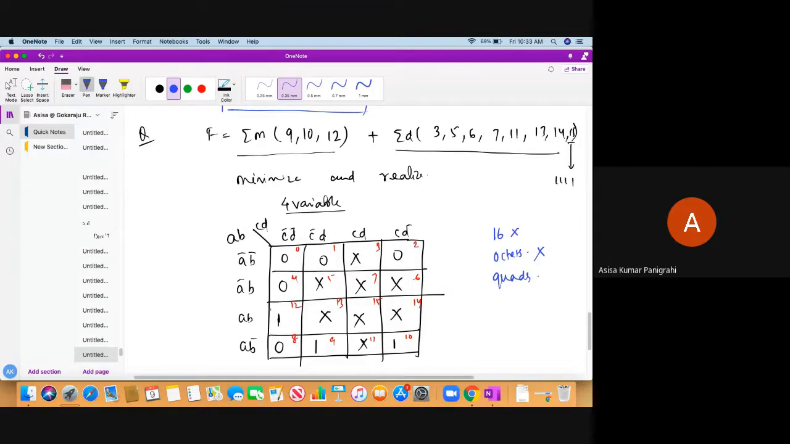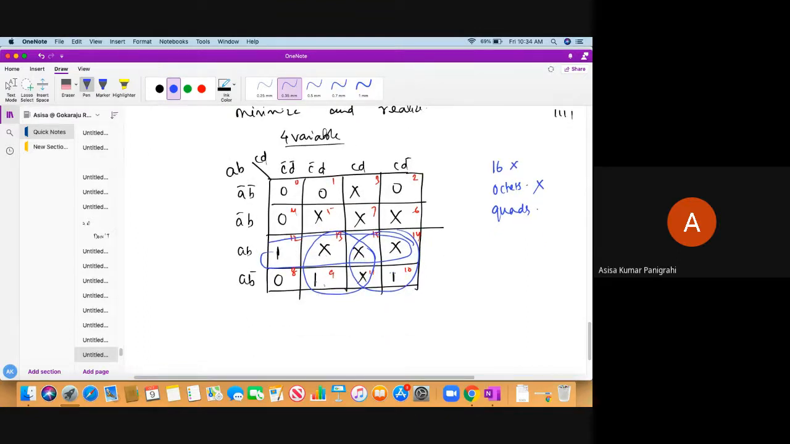So I can combine it like this: quad, one quad. And for this minterm, I can combine this grouping. Am I correct? And for this minterm, again one more quad, I can combine it like this. Am I correct? Is anything else possible? No.